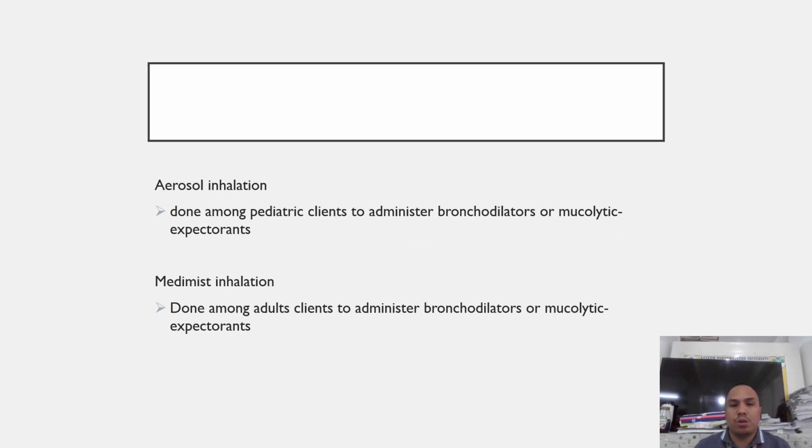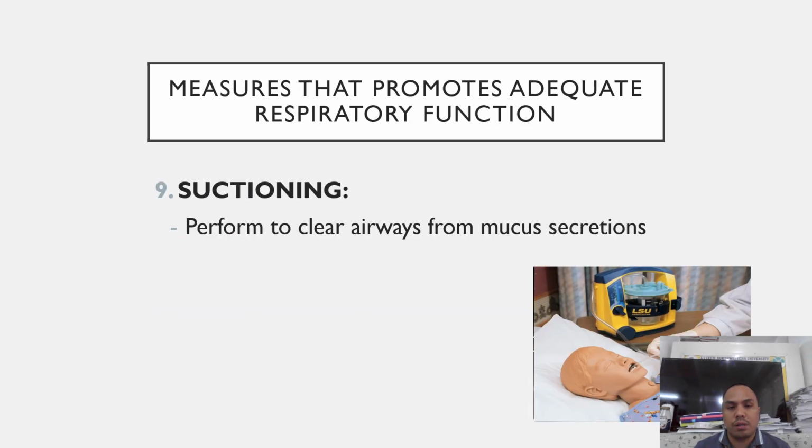And then we also have the aerosol inhalations and the mistifier inhalations. Aerosol inhalation is done among pediatric clients to administer a bronchodilator or mucolytic expectorant. While the mistifier inhalation is for our adult clients, to also administer a bronchodilator or mucolytic expectorant. So let's not get confused there. Aerosol is for pediatric, and the mistifier is for the adults. Okay. Next, let's proceed to the suctioning.